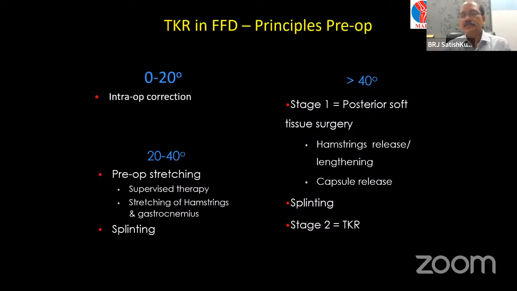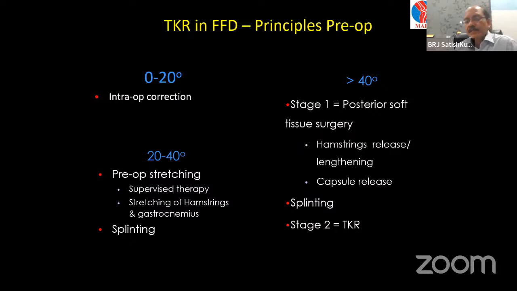So if the deformity is less than 20 degrees, acute intra-op correction is generally possible. If the deformity is more than 20 degrees, 20 to 40 degrees, we have to be careful. We have to go for preoperative supervised physiotherapy, stretching of hamstrings and gastrocnemius and serial splinting, and try to bring down the deformity and then go for surgery. If it is more than 40 degrees, better to do posterior soft tissue release first, correct the deformity, and then do splint, and then go for TKR.